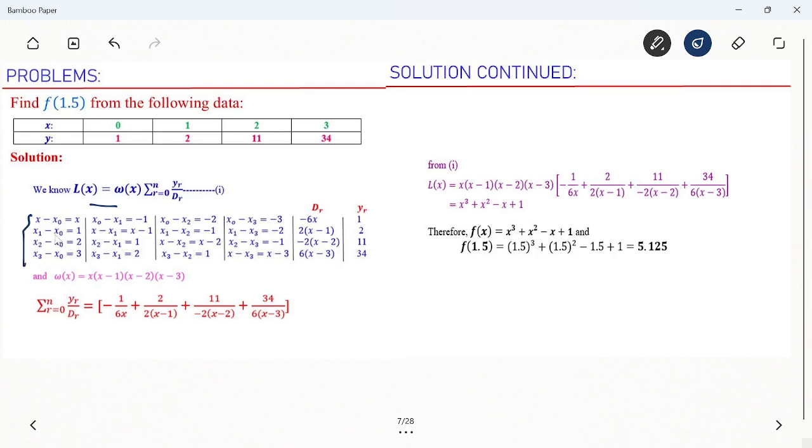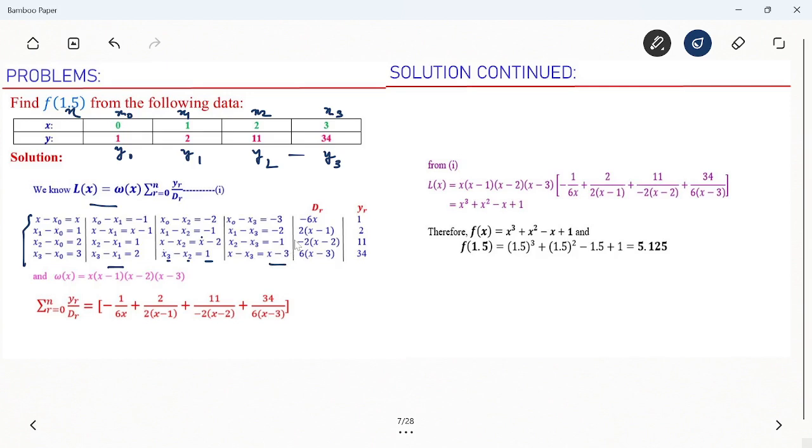Now we are finding these values, x minus x0, that is, x0 minus x1. Actually this is x0, this is x1, this is x2, this is x3, this is y0, y1, y2, y3. So x minus x0, x1 minus x0, x2 minus x0, x3 minus x0. Similarly, x0 minus x1, x minus x1, x2 minus x1, x3 minus x1. We can compute all these values: x0 minus x2, x1 minus x2, x minus x2, x3 minus x2, x0 minus x3, x1 minus x3, x2 minus x3, x minus x3.